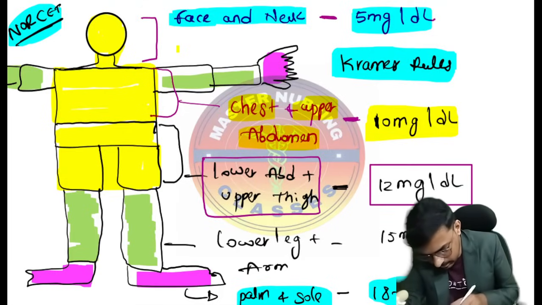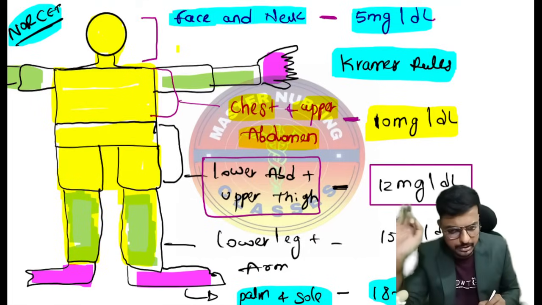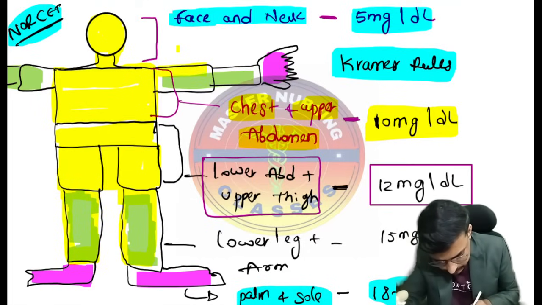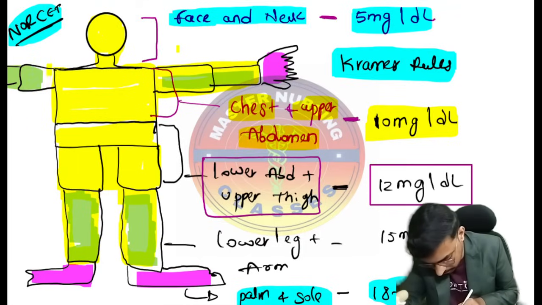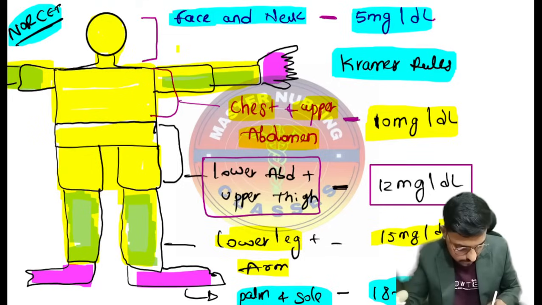If in case the lower leg, both sides, okay, so not palm and sole, so lower leg and this particular hand, arm and lower leg, if it is yellow color, means that is the 15 milligram per deciliter.